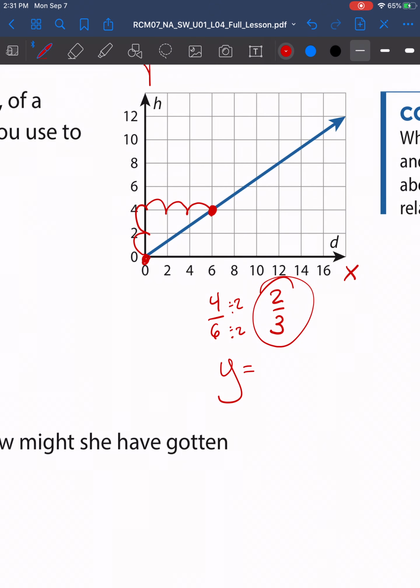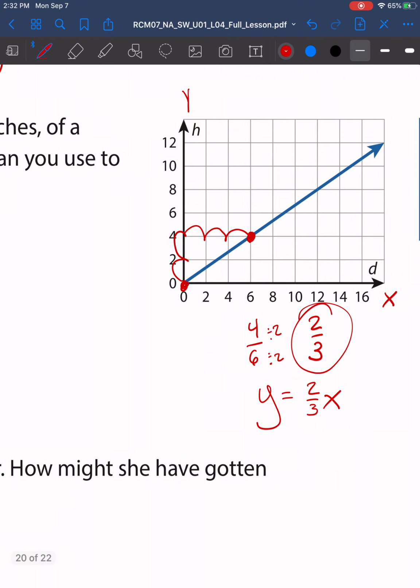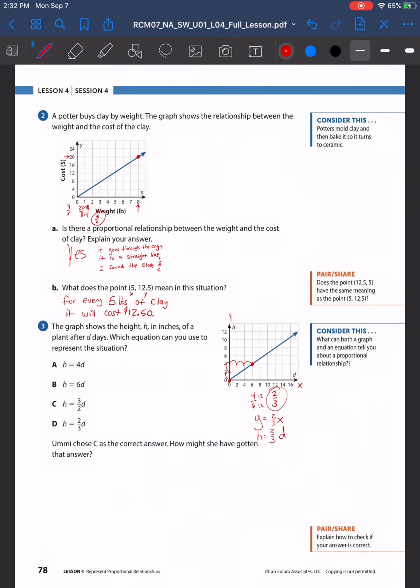Now let's put that into an equation. y equals 2/3 x. Now in this case, we're going to be using h's and d's. So every time I see a y, I'm going to put an h, and every time I see an x, I'm going to put a d. So it's actually h equals 2/3 d. Now can I go find my answer? Yep, and it looks like it is D. h equals 2/3 d.